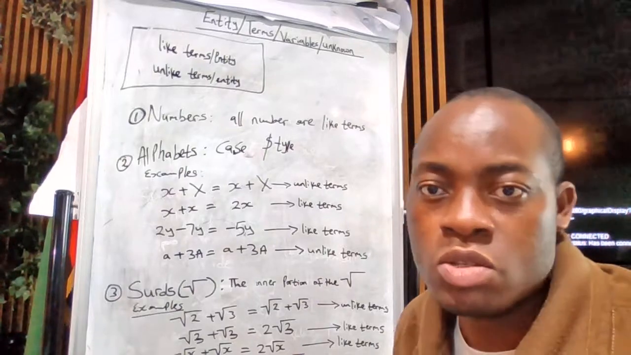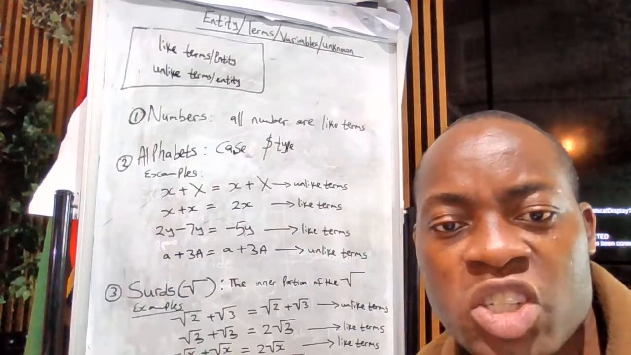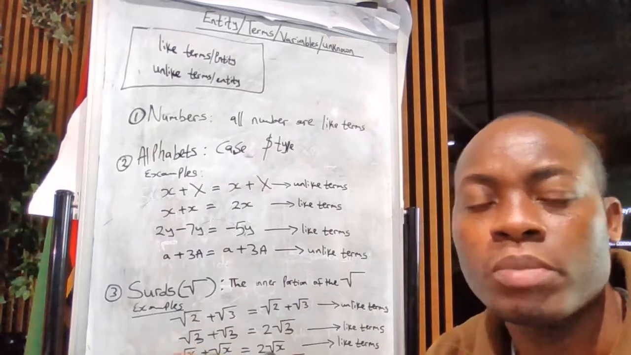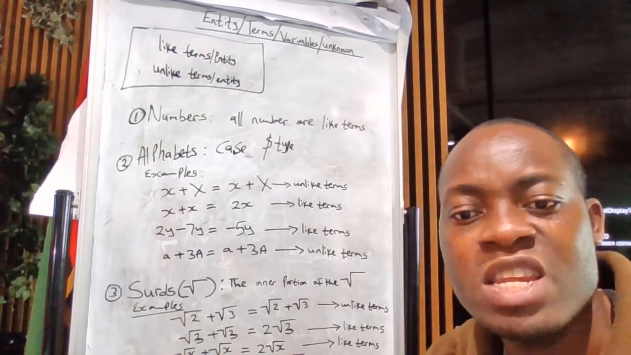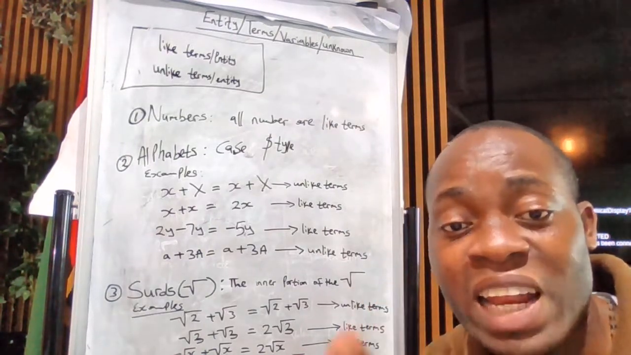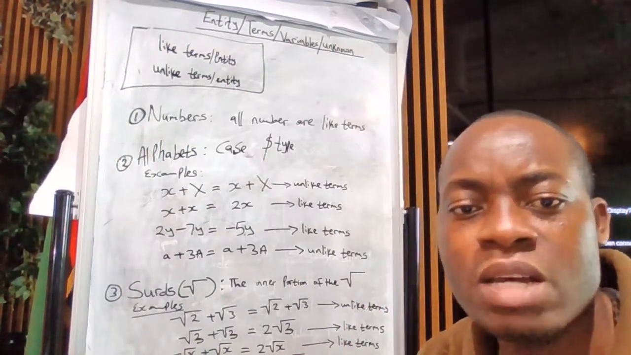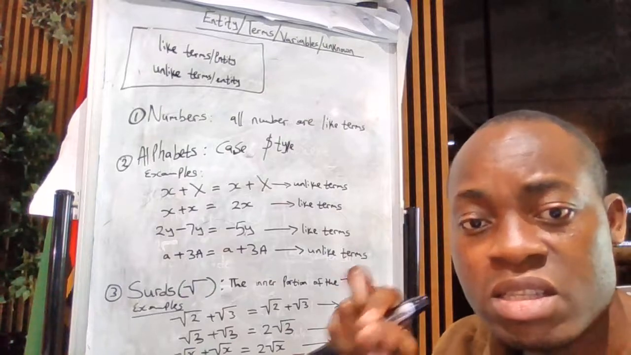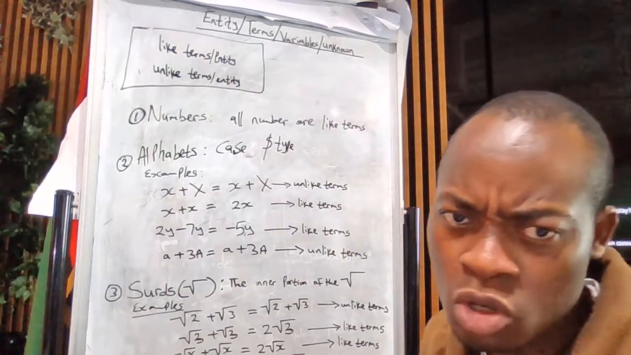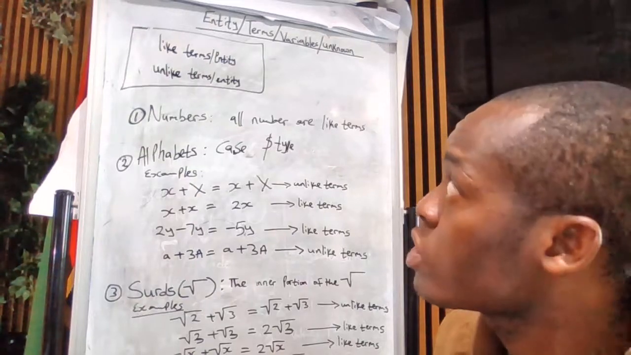Welcome to today's class. Today we'll be looking at entity. In our previous class, we talked about coefficients of unknown. That is the number attached to the unknown, and it does not determine if a particular number or entity are like terms. What actually determines like terms and unlike terms are the unknown or the entity itself, not the coefficients. Are we together? So with that knowledge, we'll be moving on to look at entity today.